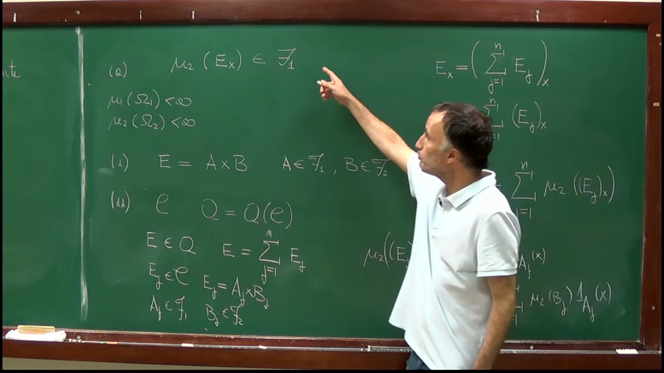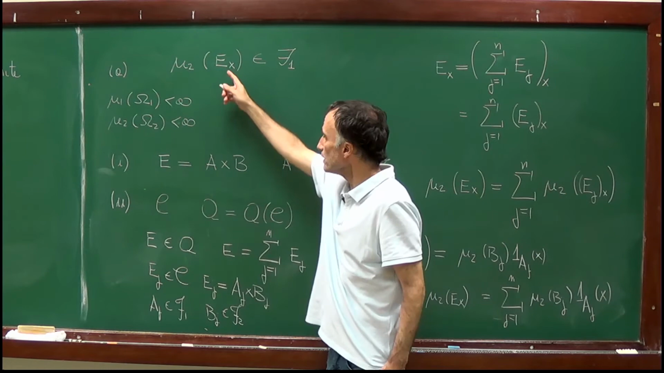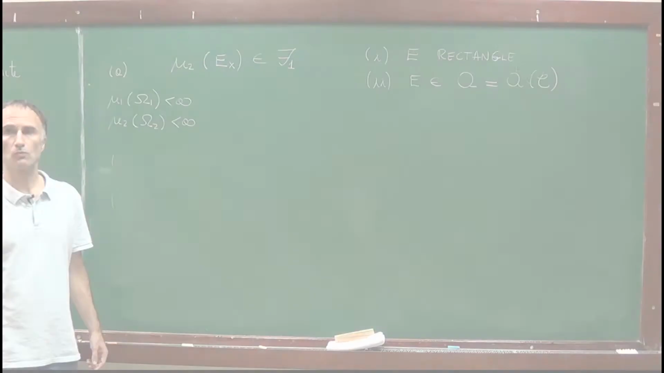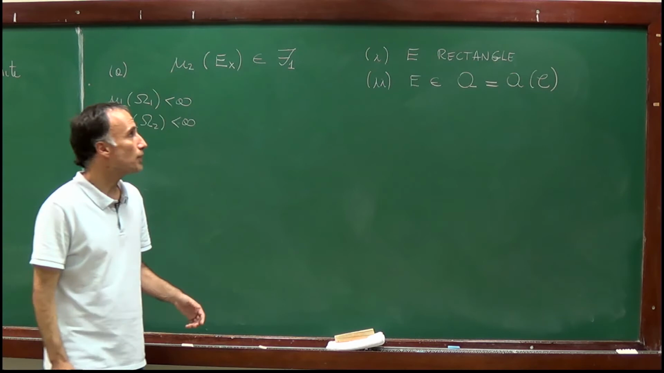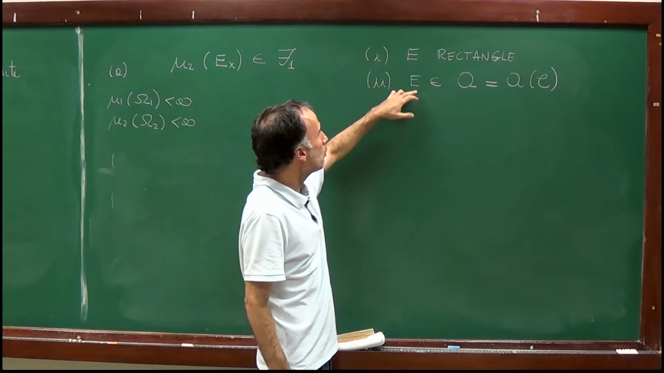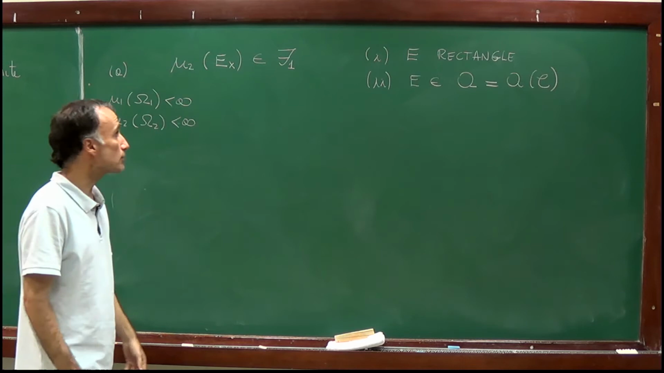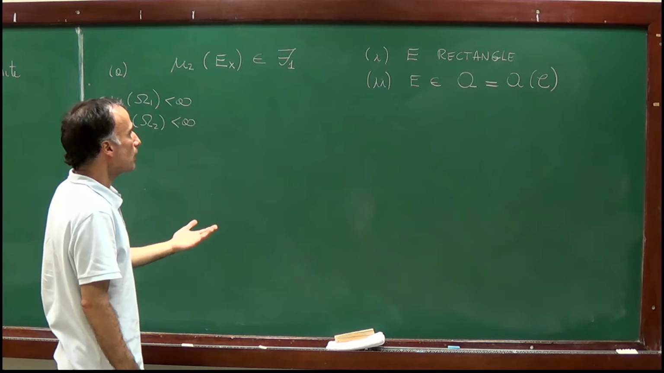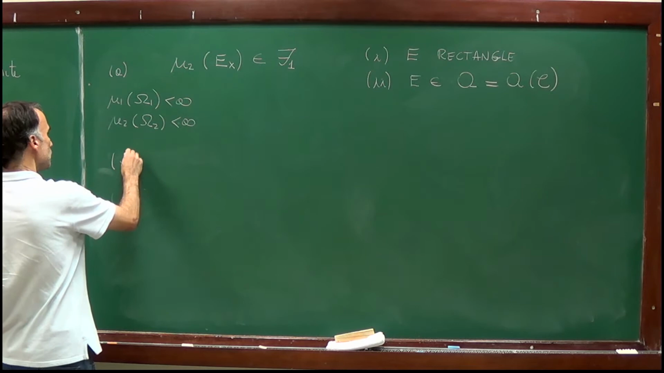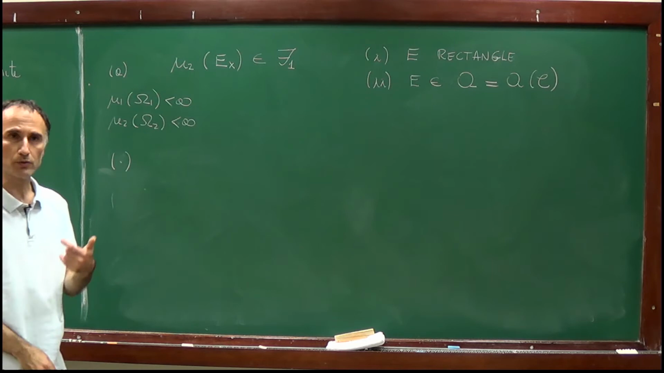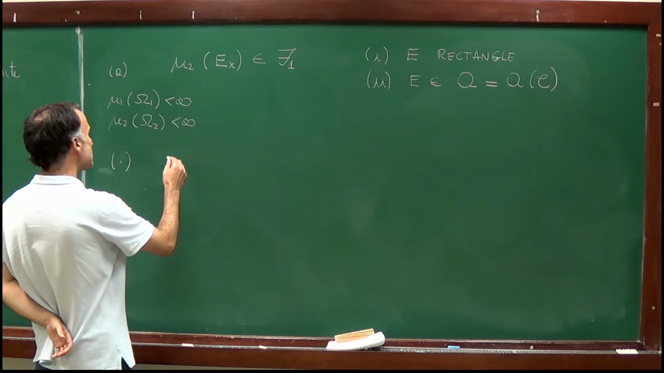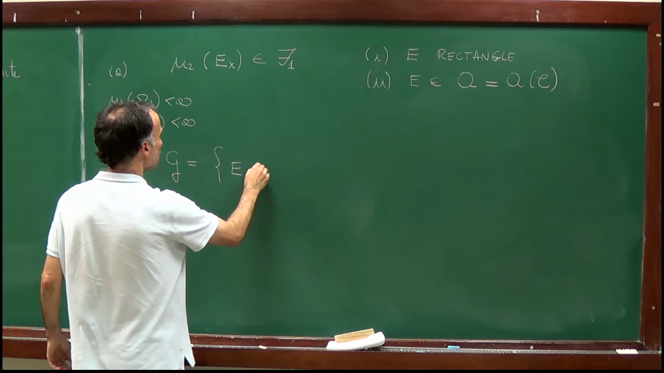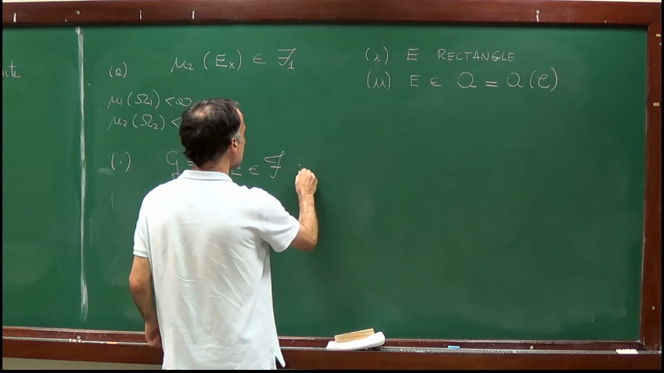Therefore, we proved that this statement holds if the set E is an element of the algebra. So up to this point, we proved the result if E is a rectangle or if E is an element of the algebra generated by the rectangles. And I want to extend it now to all sets E which are F-measurable. So my first try will be to prove the following statement, which I mentioned would be used many, many times in these lectures: let's define by G all sets E in the sigma algebra F for which this property holds.